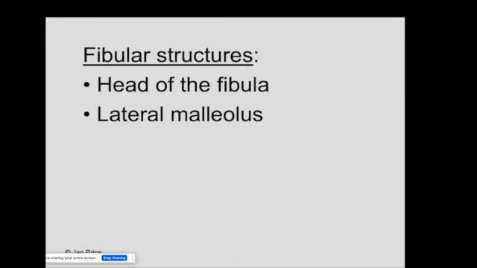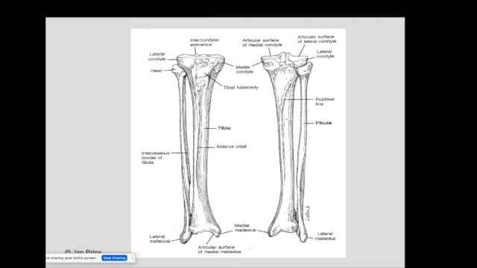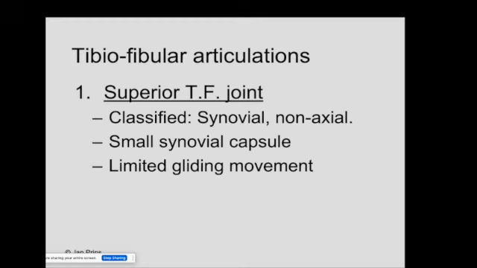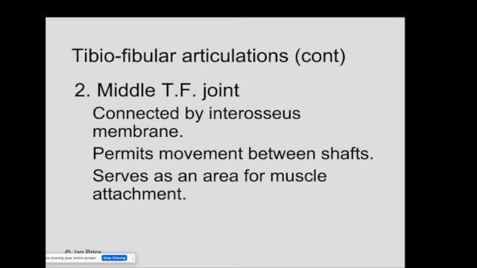On the fibula is the head and the lateral malleolus. So here's the head of the fibula, long shaft, and the lateral malleolus. When we look at the foot, we'll see how these play a very important role, the malleoli. The superior tibiofibular joint, synovial, non-axial, limited gliding movement. The middle, just like we had in the forearm, is not a joint, but it's connected by interosseous membrane. And there are some important functions of this interosseous membrane.